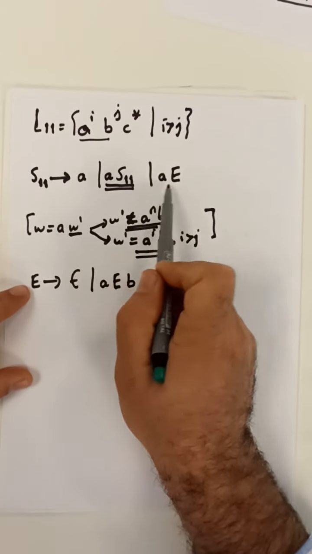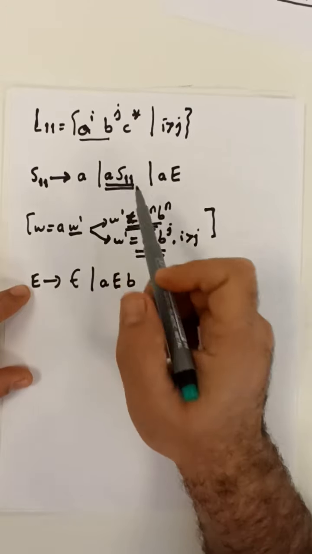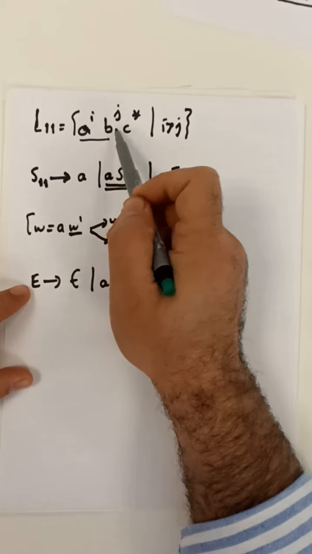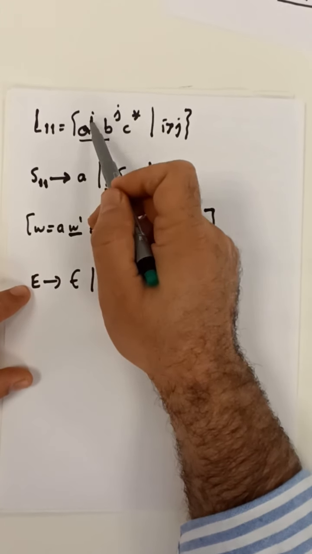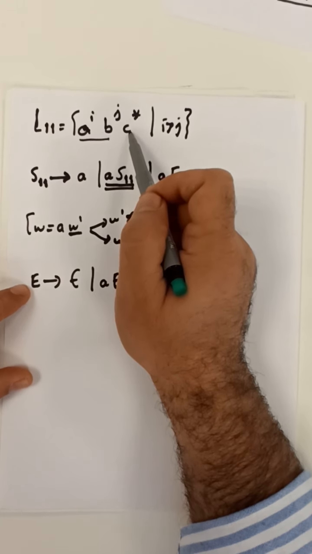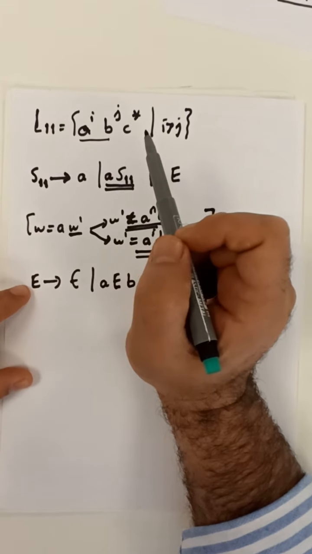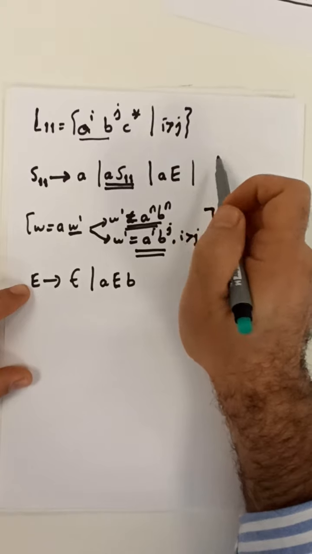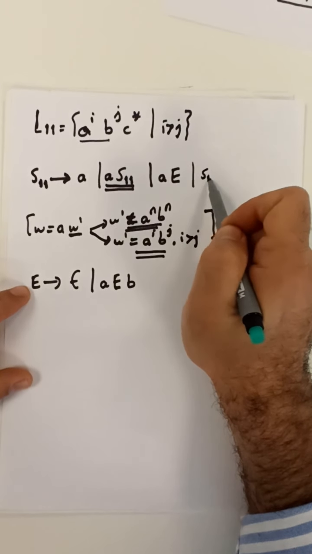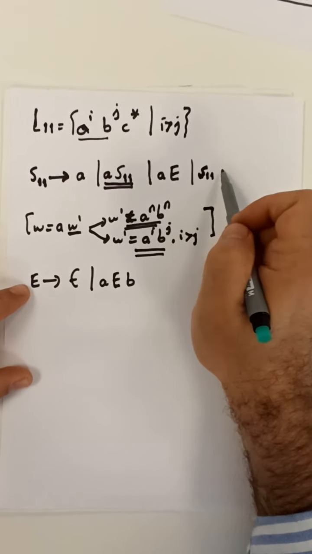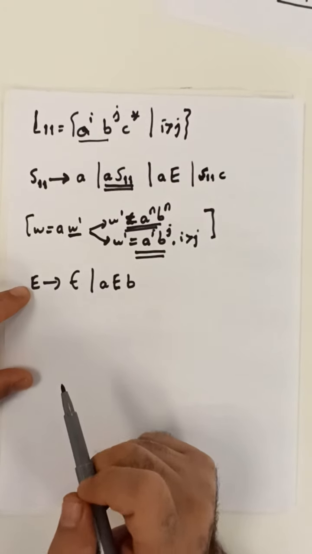So with these three rules, now we are able to generate all strings of the form A to the I, B to the J, such that I is greater than J. All we need to do finally is to be able to insert the C star at the end of all such strings. To do this, we simply write yet another rule that says you can take any string generated by this S11 and simply add a C at the end.